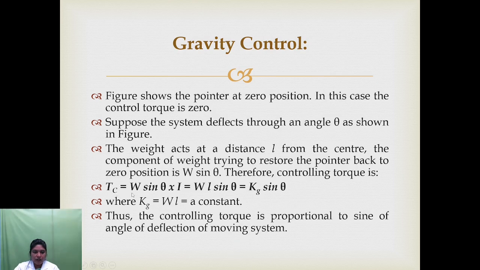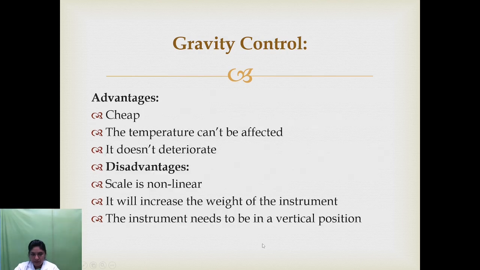So this is the torque. The controlling torque, TC, will be W sin theta into L. WL is constant, say K_g, so the controlling torque is equal to K_g sin theta. If we equate the controlling torque and the deflecting torque at the equilibrium position, then I will be proportional to sin theta. The scale is non-linear, it will increase the weight of the instrument, and the instrument needs to be kept in a vertical position.